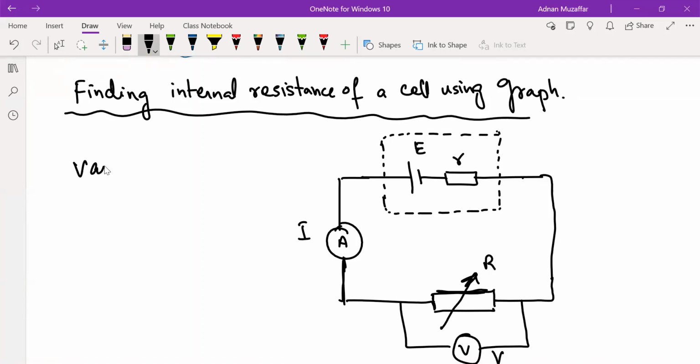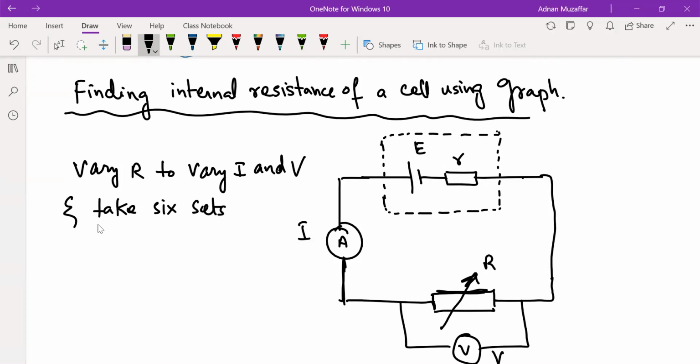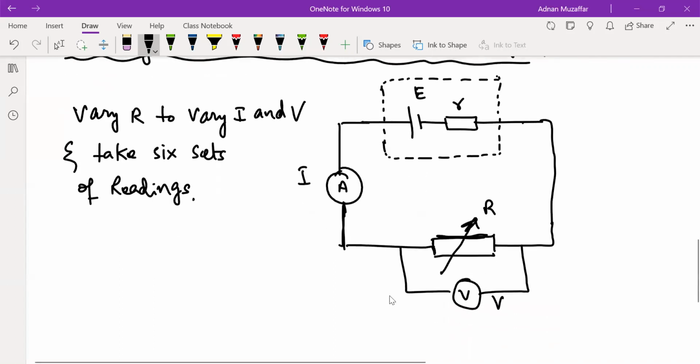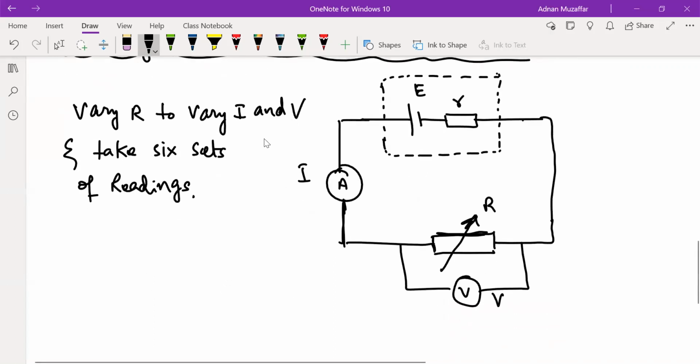So vary R to vary I and V, very simple, and take 6 sets of readings at least. Is it clear? For example, if I gradually increase the R value, I am getting 6 sets of readings. And we are not supposed to write the readings here. We just want to get an idea of how we can take 6 sets of readings.